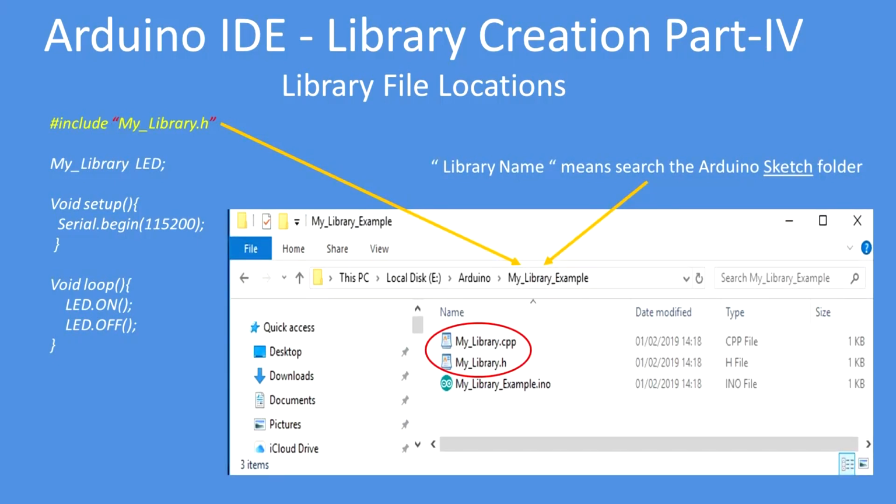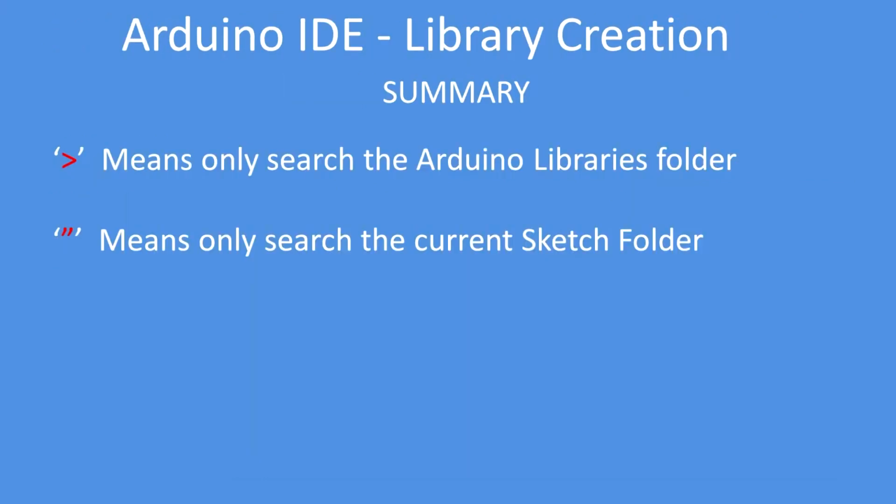When the include statement is prefixed and suffixed with double quotes, it will look in the sketch folder where the sketch mylibraryexample.ino is located. So that means look locally. So only search your sketch folder for that library.